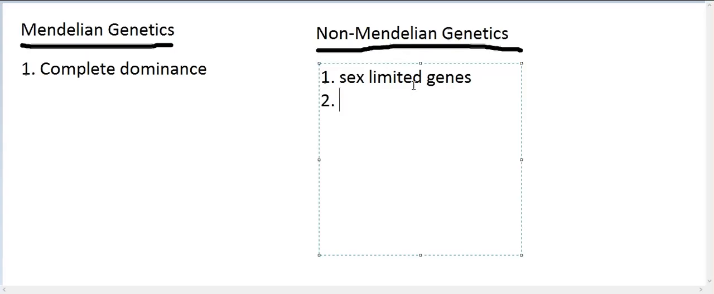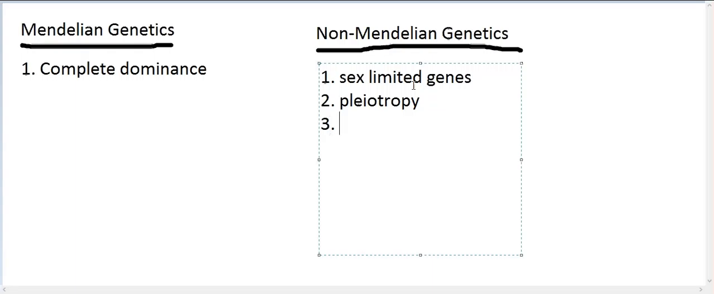Another example could be something like pleiotropy. I think that's how you spell it. In pleiotropy, basically you have one gene that's responsible for a variety of traits, and so you can see how that can affect genotypic and phenotypic ratios. So that's also non-Mendelian genetics.